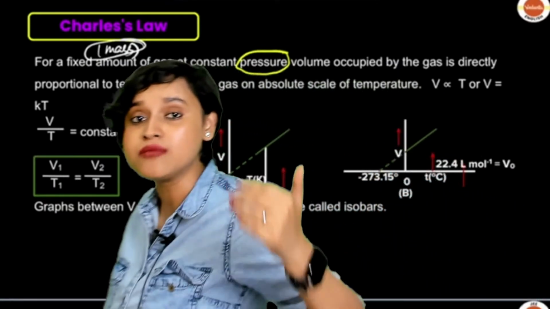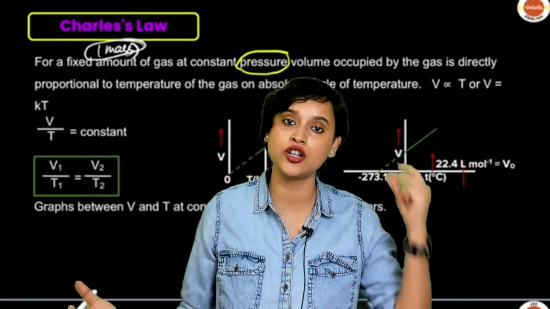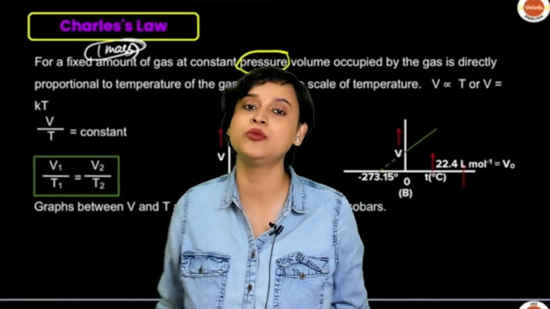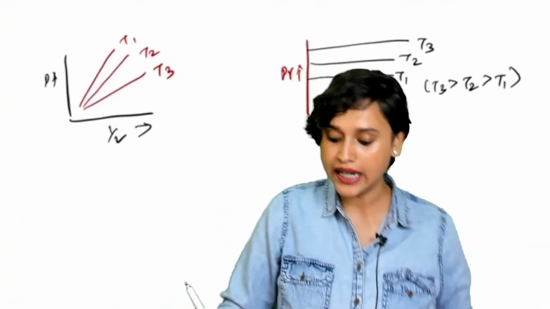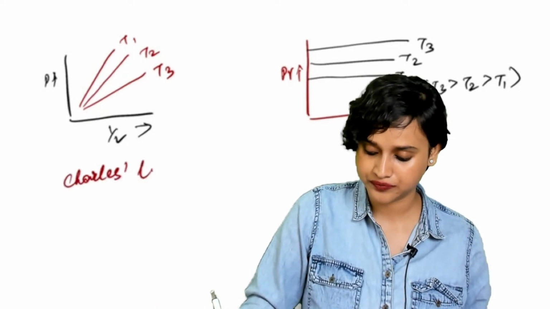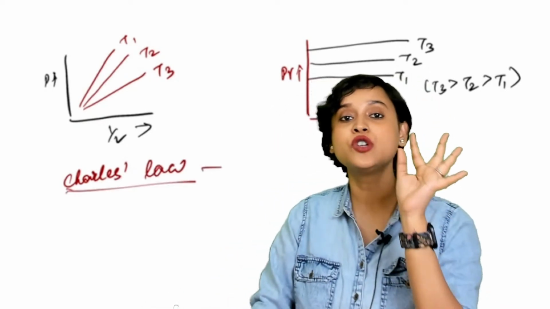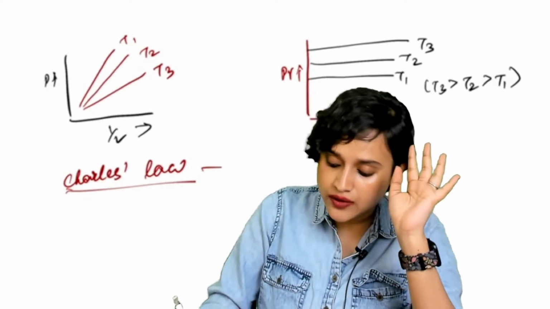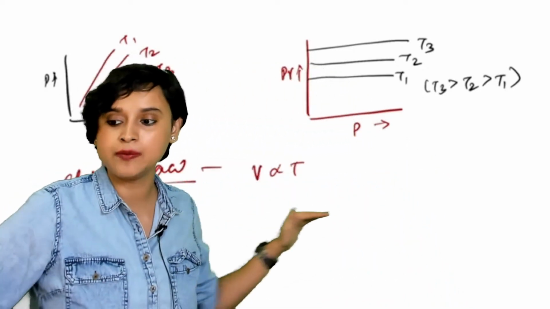Now, once we keep pressure and mass constant, what will happen? The volume occupied by the gas is directly proportional to temperature. You increase temperature, volume increases. Decrease temperature, volume also decreases. Okay, now we are going to do Charles' law, everyone. Charles' law suggested that if you keep pressure constant and your mass constant, volume is directly proportional to temperature, right?